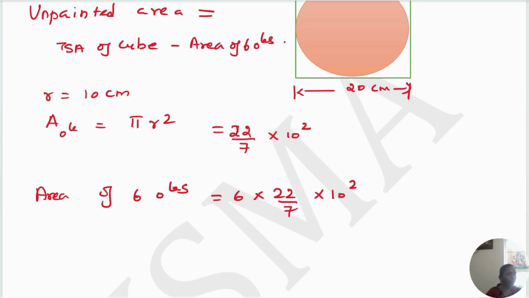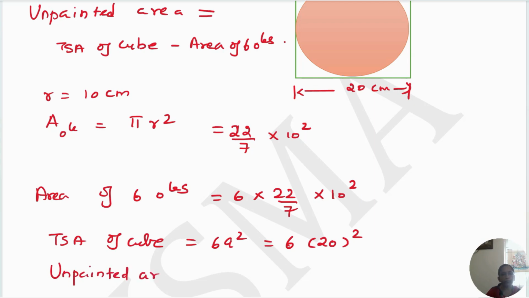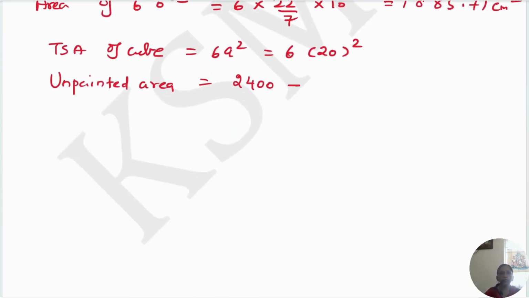Now TSA of a cube. The formula we know, TSA of cube is 6a square. So 6 into 20 square, and unpainted area is 6 into 20 square, that is 2400, minus area of the 6 circles. Calculating this value, this is 1885.71 centimeter square. So now subtract this value from 2400. So our unpainted area is 514.28 centimeter square.